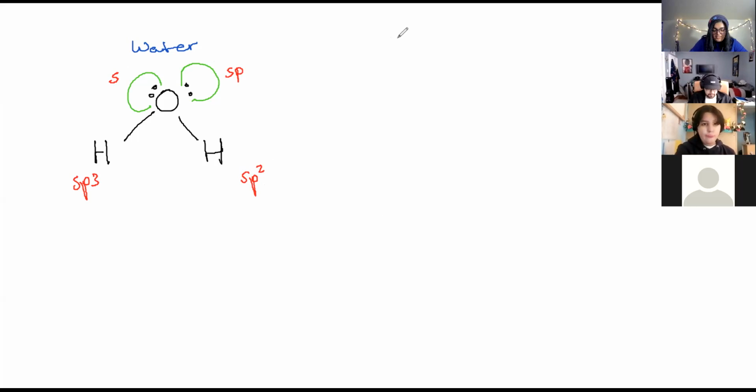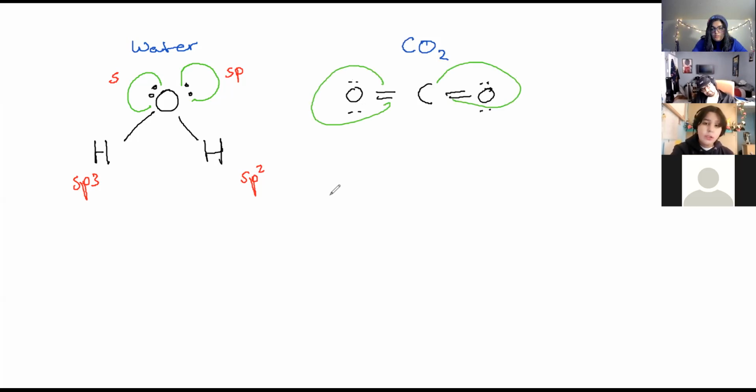CO2. Okay, CO2. I'm going to draw this one really quick. So CO2. What is the hybridization for this one? Somebody mentioned SCCl2. Is it for this one? You just SP. SP, right? Yeah. So this one will be SP.